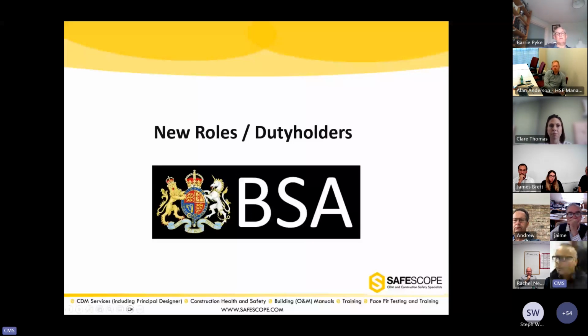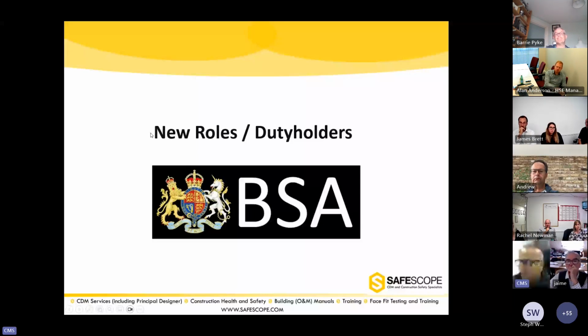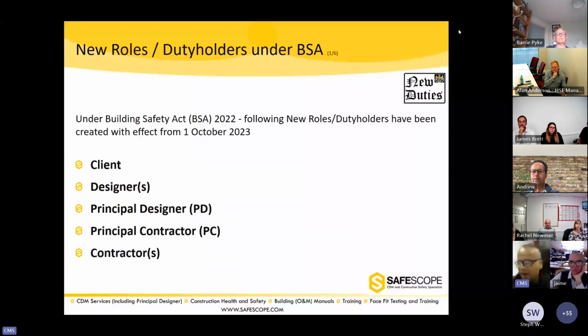Okay. Guys, can you see this slide which says new roles and duty holders? Now I'm going to move on to what those new roles are. I think I'll need your attention now, because there's a lot that I'll explain and that will impact us as we deal with projects. Under the Building Safety Act, the following new roles have been created, and that has already come into effect from 1st of October 2023. So on every building works project from 1st of October, there are additional duties on clients; there are client duties, if I can say that.